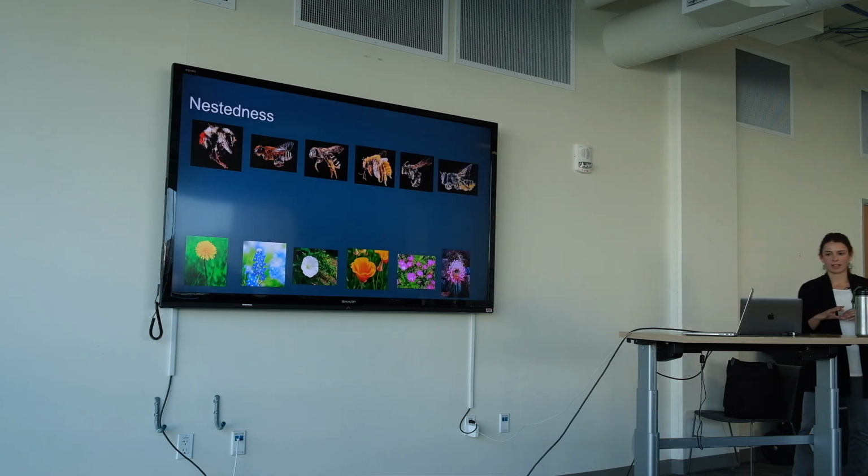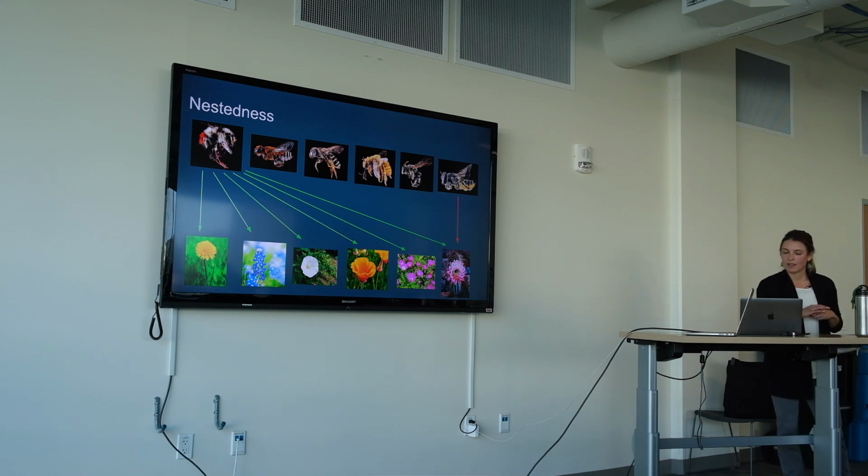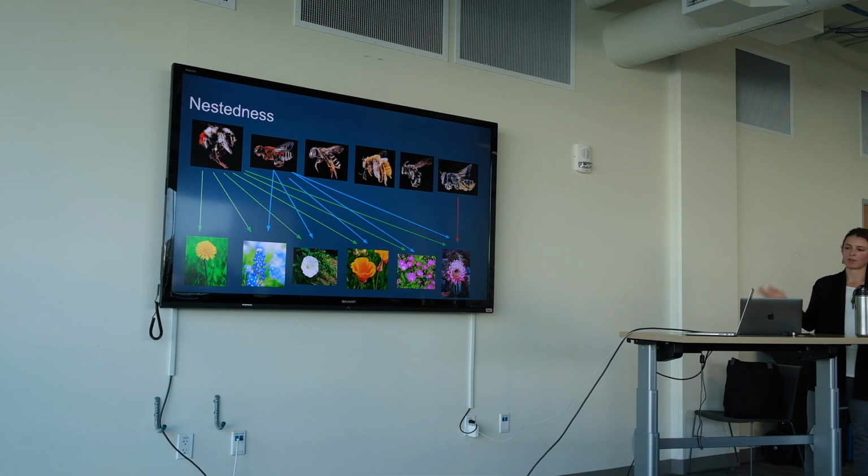So the next metric is nestedness, and I'm going to use a variety of bee and plant species to explain this. On the left is a bumblebee, which is known to be a generalist and visits a wide variety of plant species. And on the right is a bee species that only specializes on cacti. And then the rest of these bee species are ordered from generalists on the left to specialists on the right.